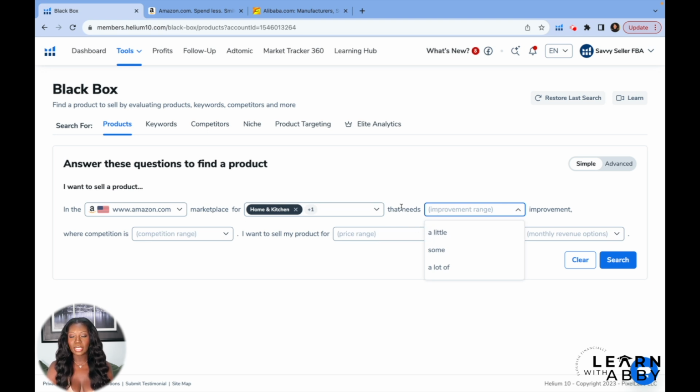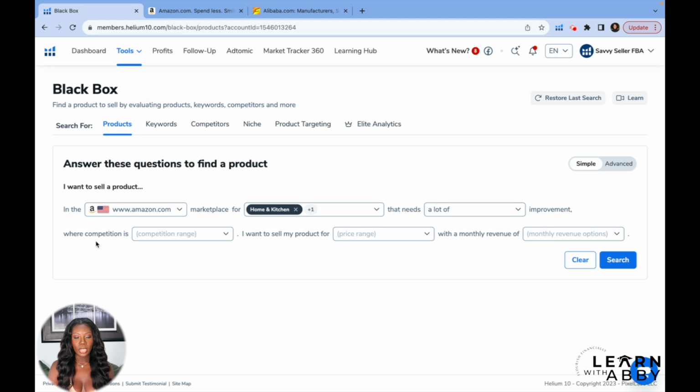And then it's going to ask what type of improvement range. Do we want a product that could use a lot of improvement, or a product that's pretty good already and doesn't need a lot of improvement? For me, I like to click a lot of improvement because I want a product where I can come in, differentiate the product, make it better, and then when I start selling my product, I'll get a lot more customers because I've improved upon something that everyone is complaining about in the reviews. So that is something that I always click on.